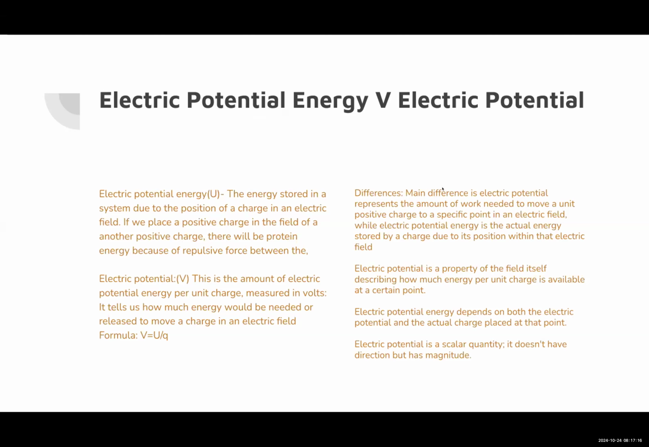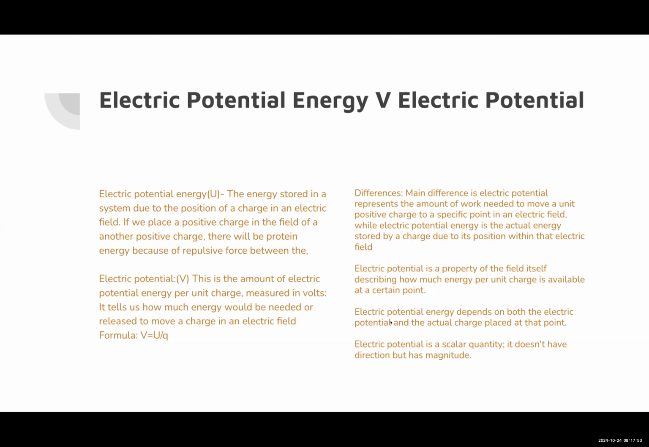There's a difference between electric potential energy and electric potential. Electric potential energy is the energy stored in the system due to the position of a charge in an electric field. If we place a positive charge in the field of another positive charge, there will be potential energy because of a repulsive force between the two. Electric potential is the amount of electric potential energy per unit charge, measured in volts. It tells us how much energy would be needed or released to move a charge in an electric field.